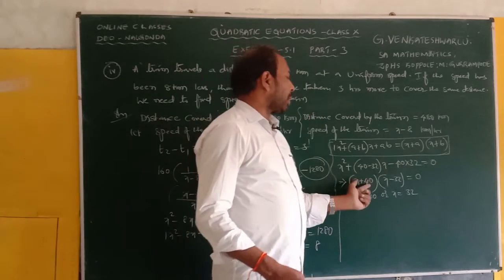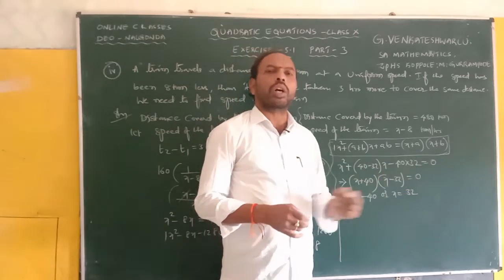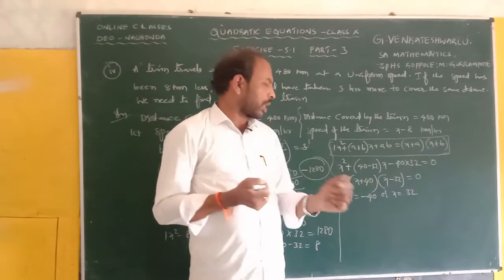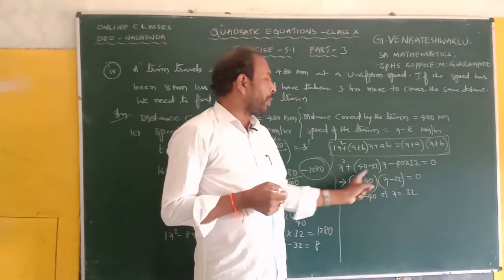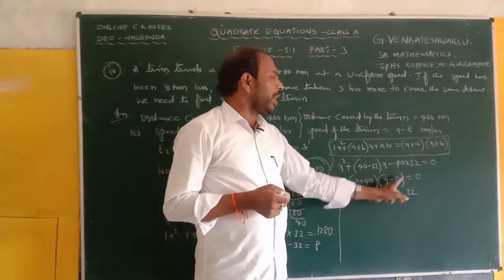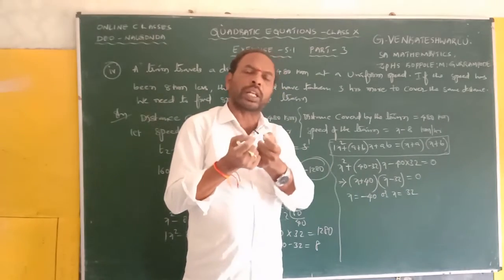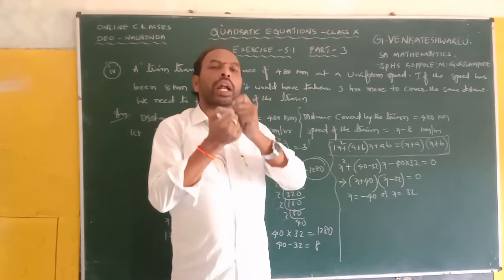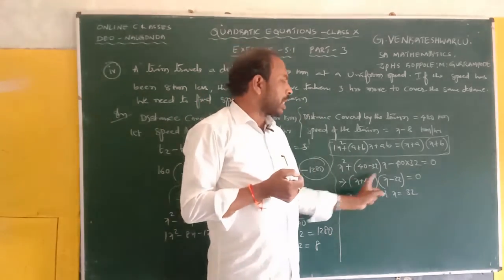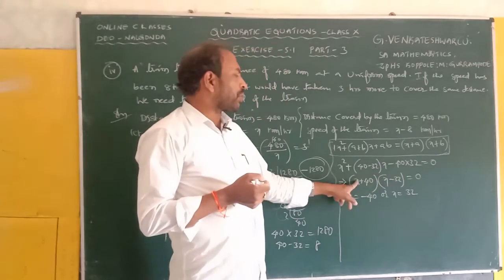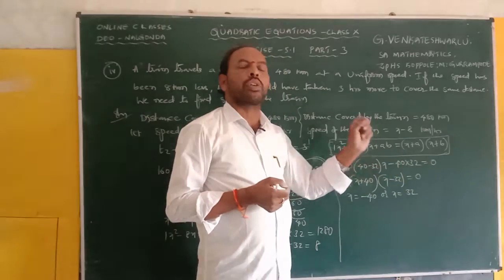Why? Because if the product of these two linear factors is equal to 0, then any one of the factors must be equal to 0, then only it becomes 0. 0 into something is 0, or something into 0 is 0. Any one of the linear factors equal to 0, then only this product becomes 0. That's why x plus 40 equals 0 means x is equal to minus 40, and x minus 32 equals 0 means x is equal to 32.